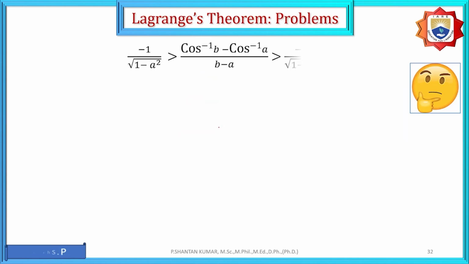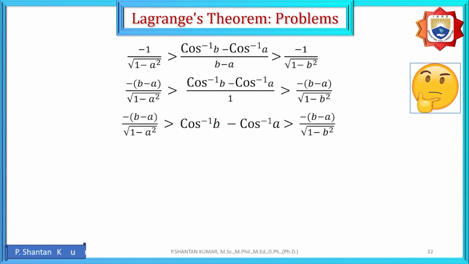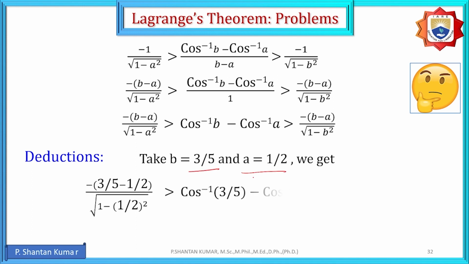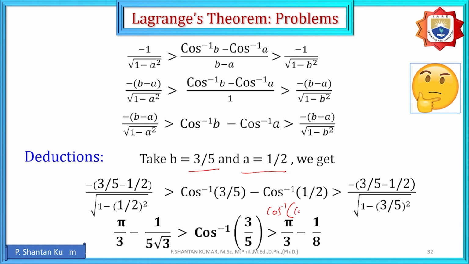Like that. And cross multiply with minus b minus a. And again here, reduce means b is equal to 3 by 5 and a is equal to 1 by 2. Again we need to understand what is the cos inverse of 1 by 2. The cos inverse of 1 by 2 is nothing but cos inverse of cos pi by 3. And cos inverse of cos theta is nothing but theta. Therefore, that is pi by 3, and here it is also pi by 3.